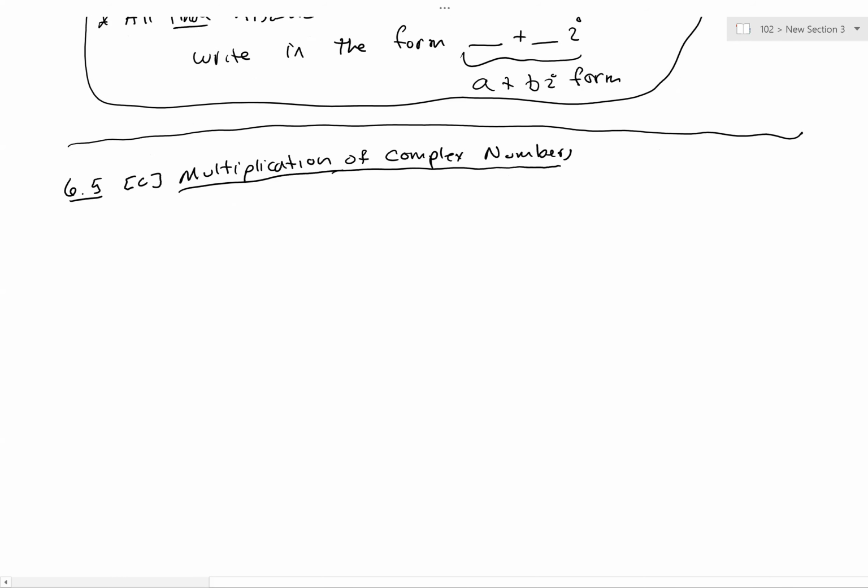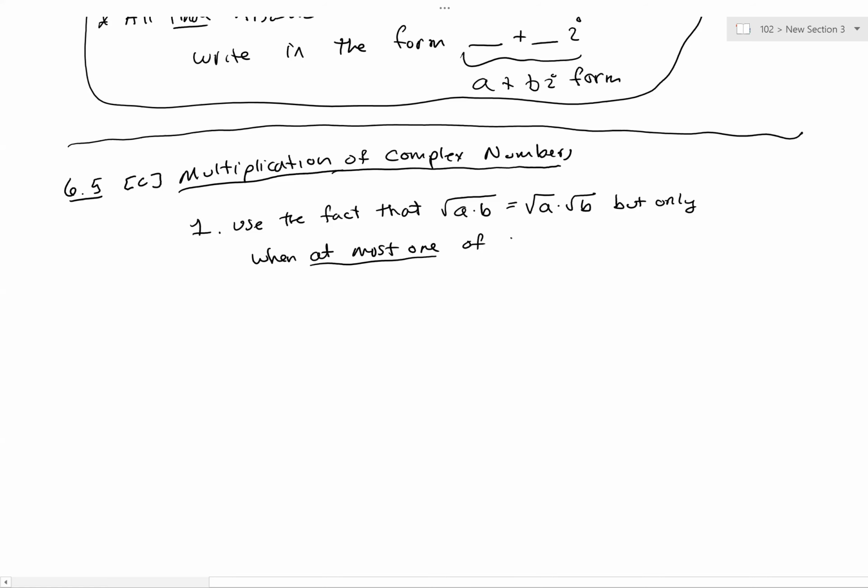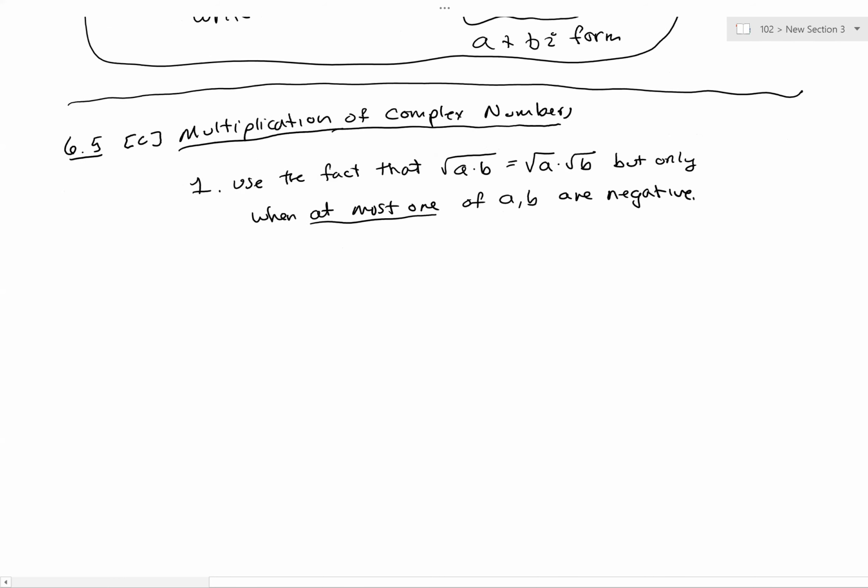So the important ideas are, one, we're going to use the fact that the square root of a times b is the square root of a times the square root of b, but only when at most one of a and b are negative. If they're both negative, you can't use this rule.